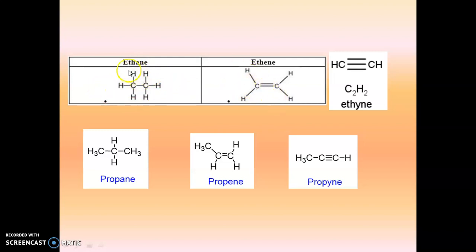This carbon atom will have only two hydrogen atoms, and one double bond will come. Two more hydrogen atoms I am removing. Then what happens is, only one hydrogen atom is remaining. So it has a triple bond.